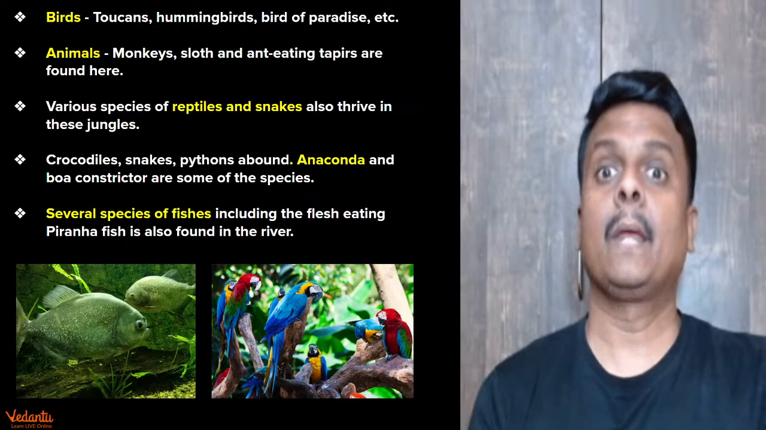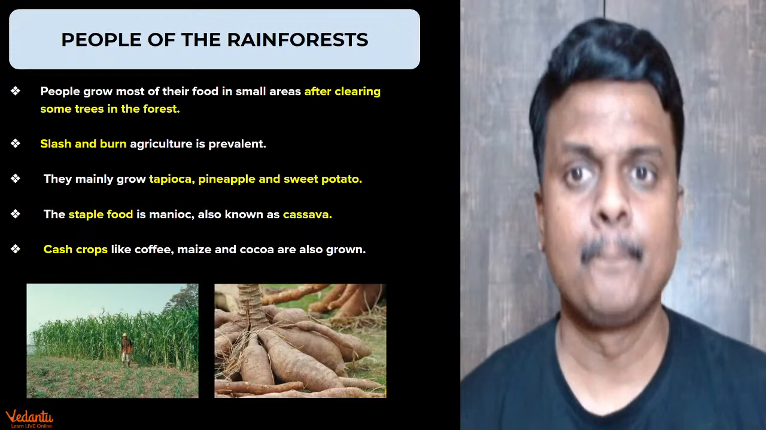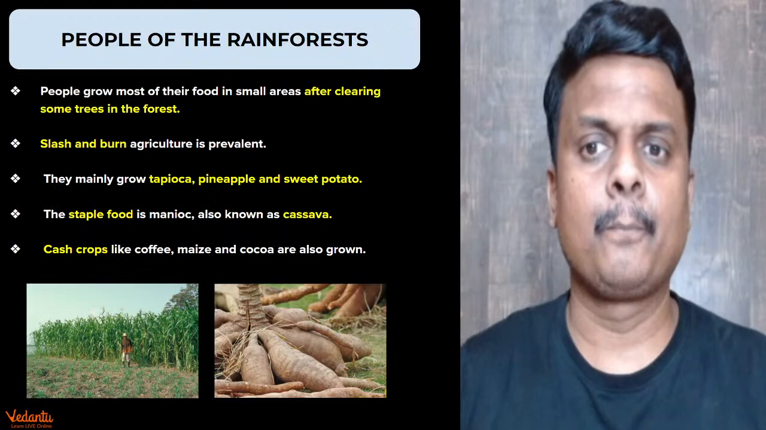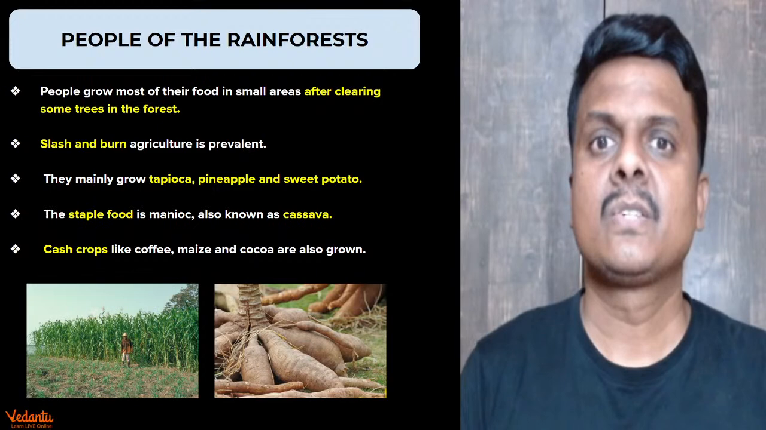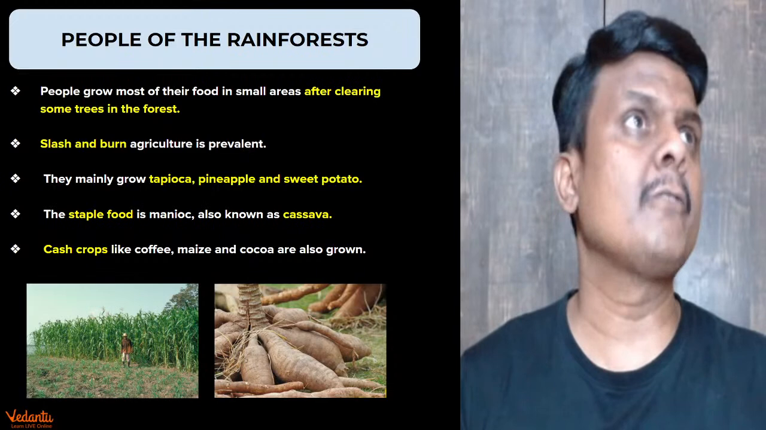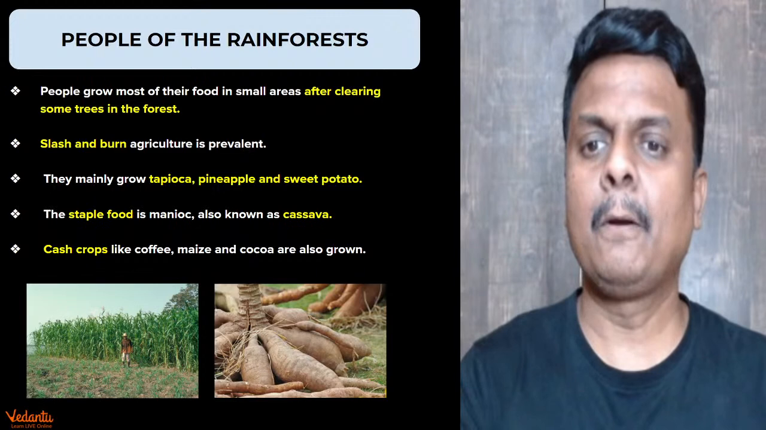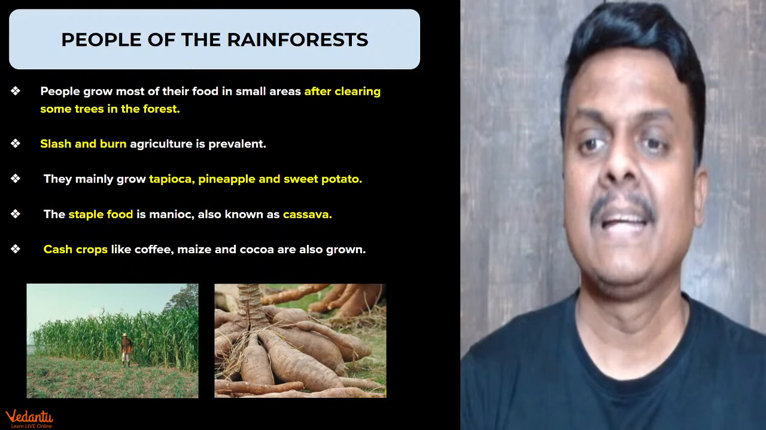Piranha fish, multiple varieties of fishes are also there. Now, when it comes to people, they use what we call slash and burn agriculture to cultivate crops. Tapioca, pineapple and sweet potato are the primary ones. Staple food. Guys, what is staple food? Staple food is the food which we receive from vegetables and cereals. Right? So, the staple food they use is manioc, typically. It's also called cassava. Cash crops like coffee, maize, cocoa are also grown there.